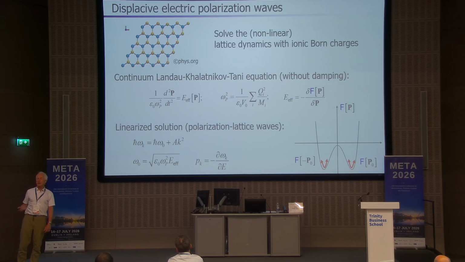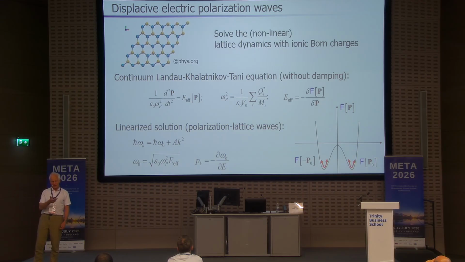And we can calculate the dipole, which is associated with this excitation, by taking the derivative with respect to the electric field. Now, these excitations are small oscillations in this free energy potential, which is asymmetric. And this asymmetry reduces the polarization associated to these ferron excitations.